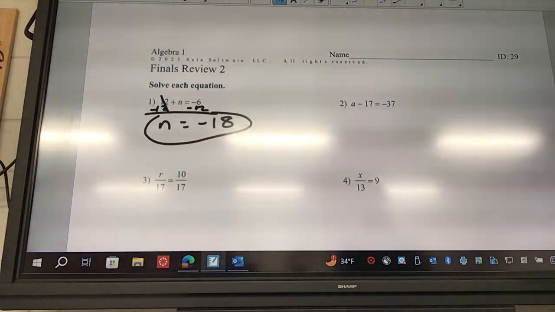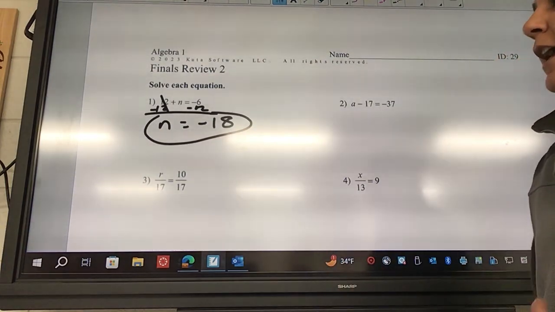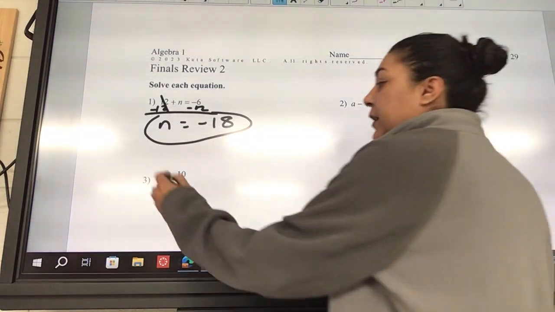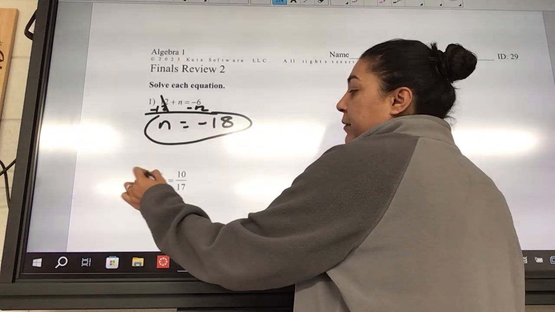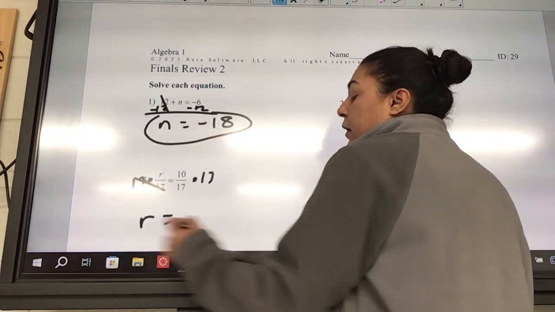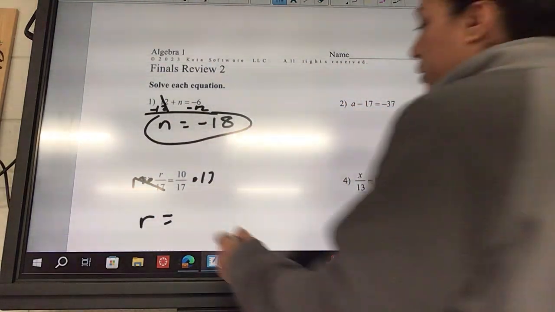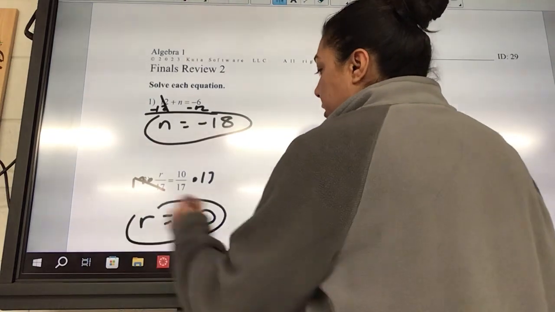Okay, and as I said in the last couple days, obviously write fast. Okay, when we do number 3, I'm solving for r, so this 17 needs moved. Right now it says r divided by 17, so we're gonna times by 17 on both sides. Right, and that one you can type in on your calculator. Okay, when you do type it in, you're gonna be left with r is 10.